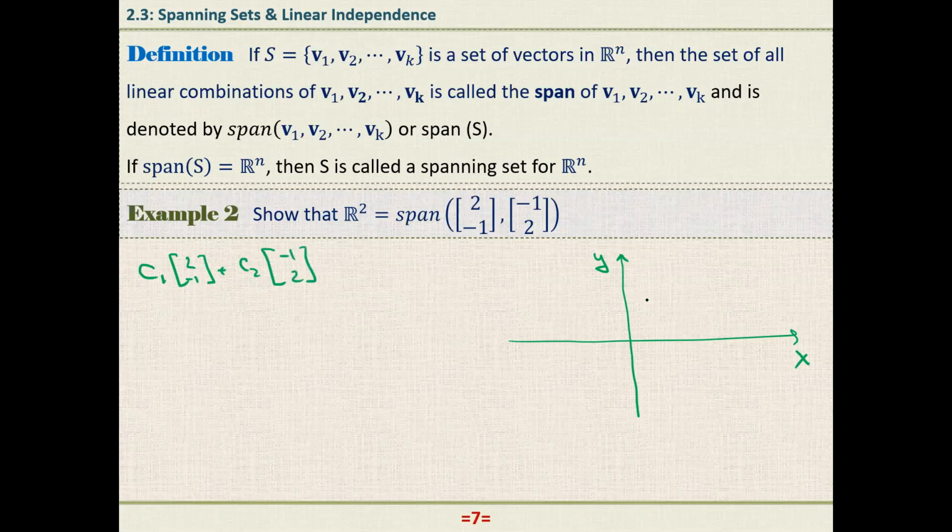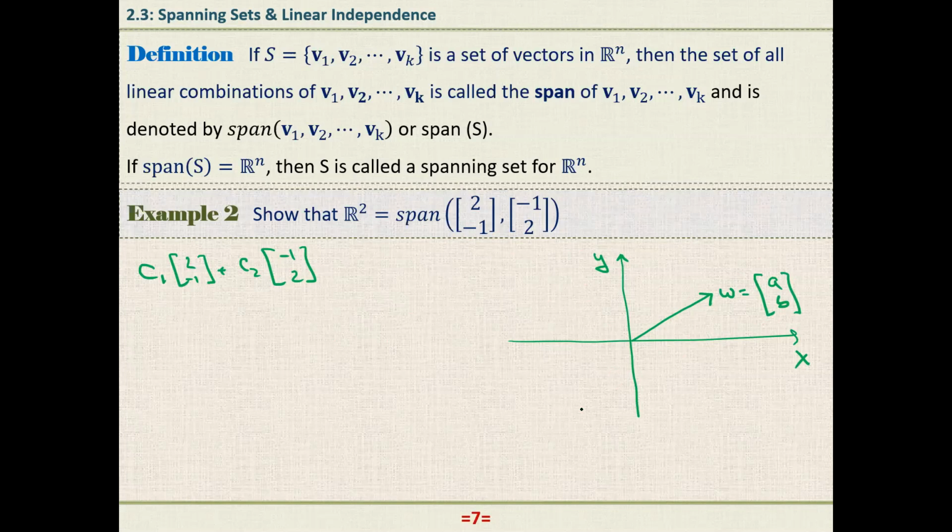So if you pick any vector here in two-dimensional space, let's say this one is w, whose coordinates are a and b, I'm saying that any vector here can be represented as a linear combination of these two vectors. If it works for any vector, that means every vector can be represented by a linear combination of these two vectors. So the span of these two vectors is equal to R2. It just fills this space.